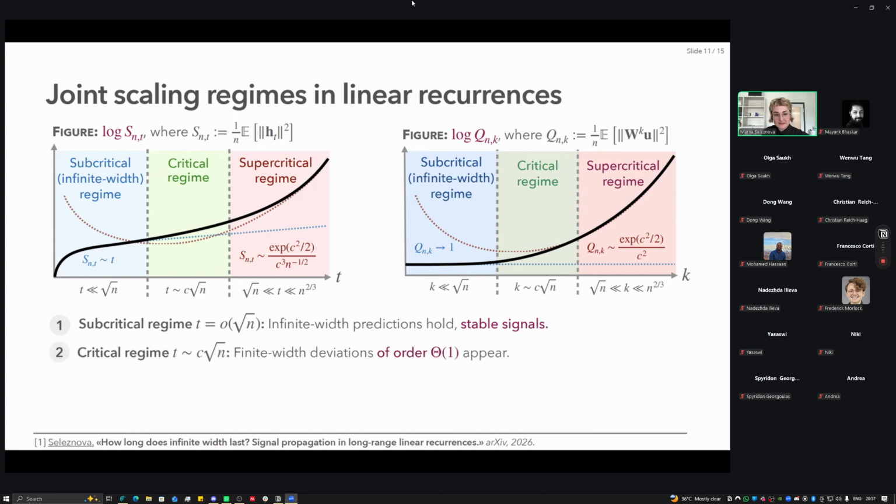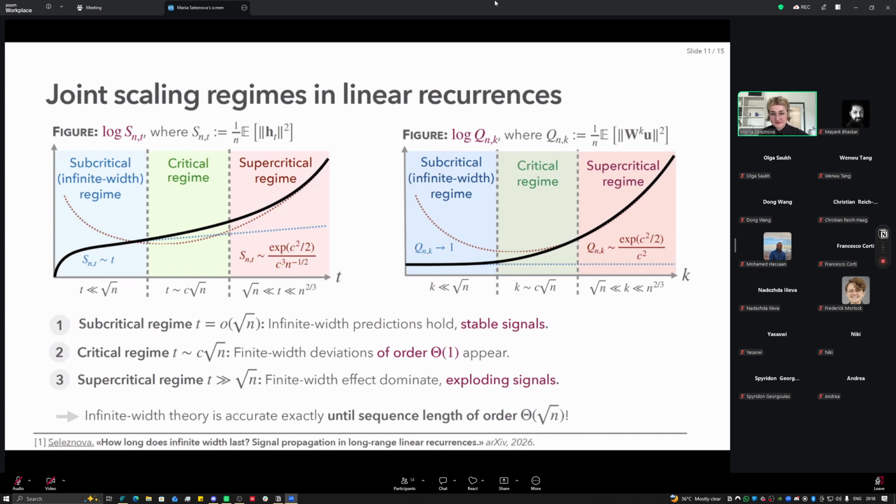Now, exactly at the critical regime, where the sequence length scales as the square root of the width, finite width deviations become order 1. So here the behavior becomes qualitatively different from the infinite width predictions. And finally, there's also a supercritical regime where the sequence length grows faster than the square root of N. In this regime, the finite width effects dominate, and in particular, we would have rapidly exploding signals in something like Glorot initialization.